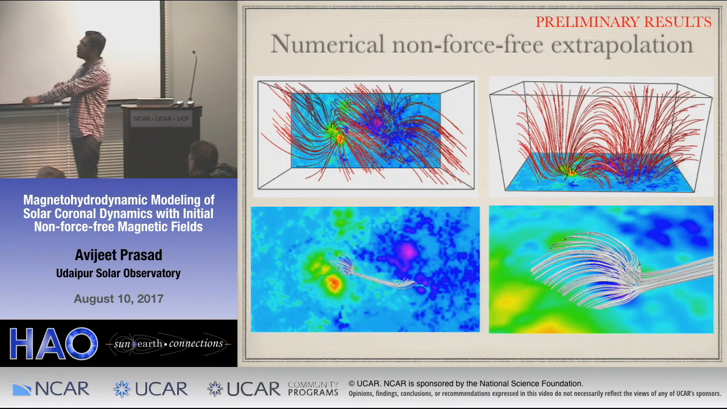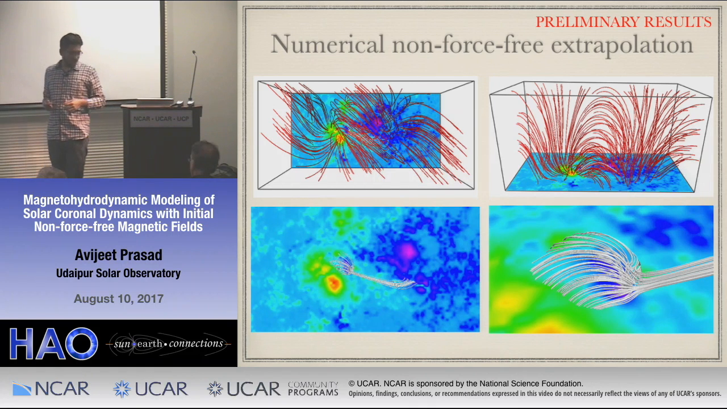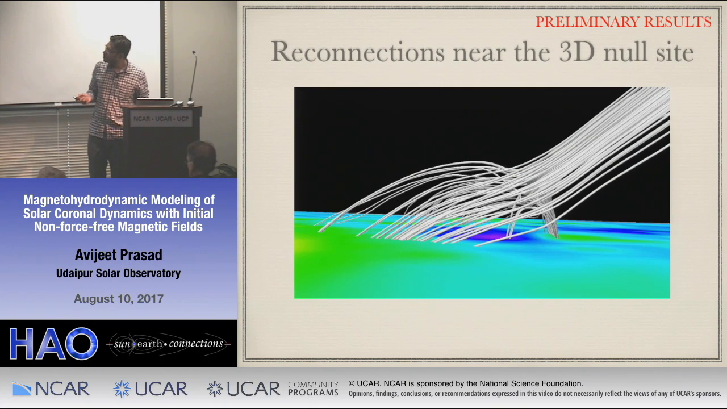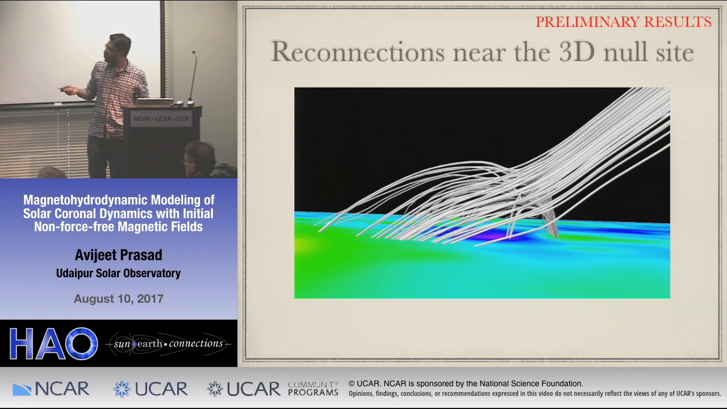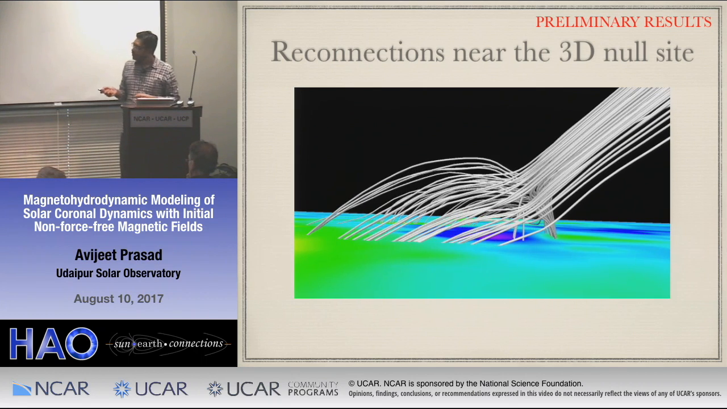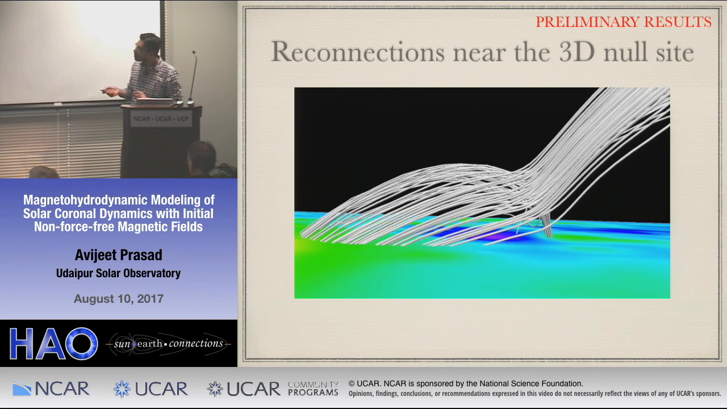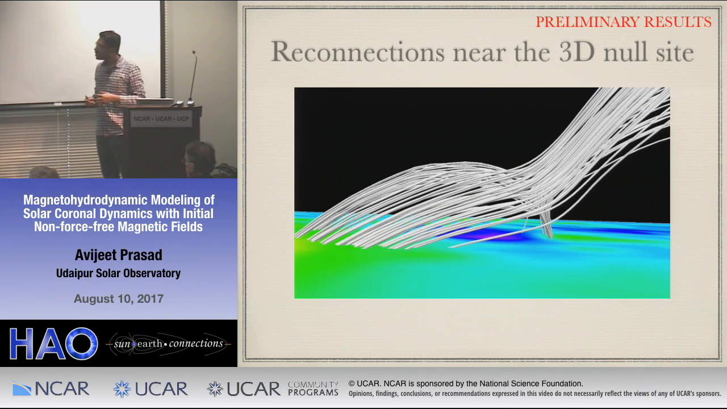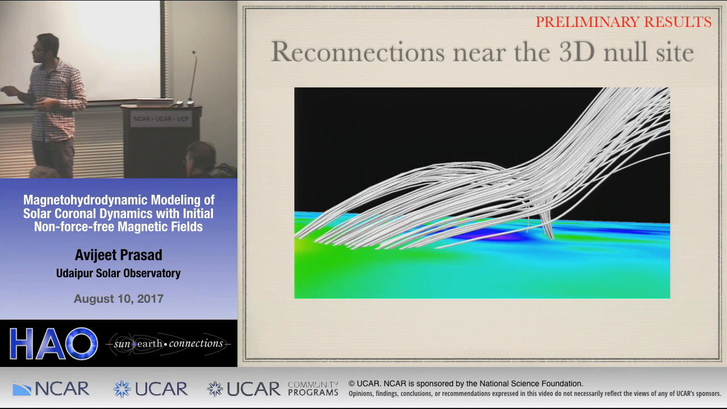Again, we took this non-force free initial magnetic field, and we then evolved it using the same MHD code. What we see is that we find reconnections in the magnetic field lines that do occur in the vicinity of these X-type null lines. So this can potentially explain the trigger for our X-class solar flare.